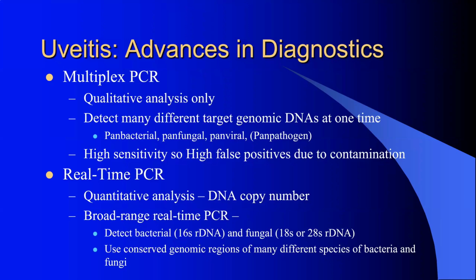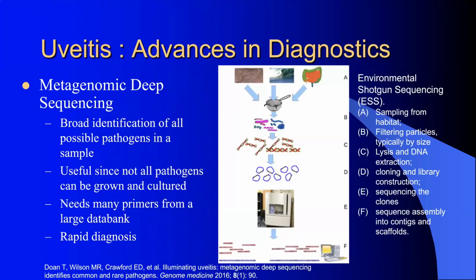There's also real-time PCR, and this is what I'm talking about when you're looking at 16S ribosomal DNA, ribosomal RNA pieces, using conserved genomic regions of different species of bacteria like mycobacteria and fungi in the field, and making a very rapid real-time diagnosis.